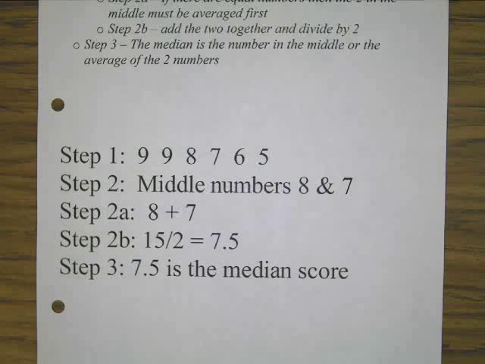Step 2A is to find the average of those two numbers. Step 2B tells us to add the two numbers together. So 8 plus 7 is 15, and then divide it by 2. You always divide it by 2 because you're always adding two numbers together. So don't get confused on what do I divide it by. It's always the same number you divide it by. Always the two added together divided by 2. In this example, 7.5 is our median score.